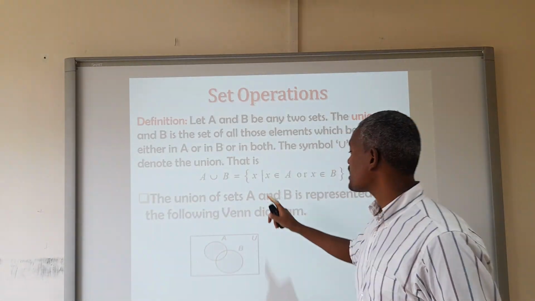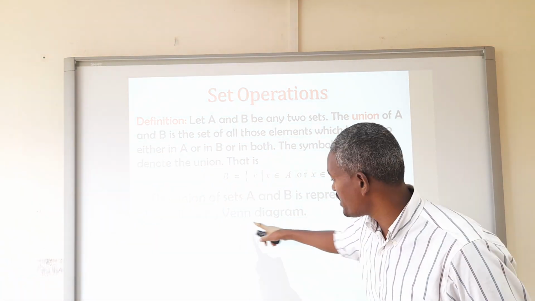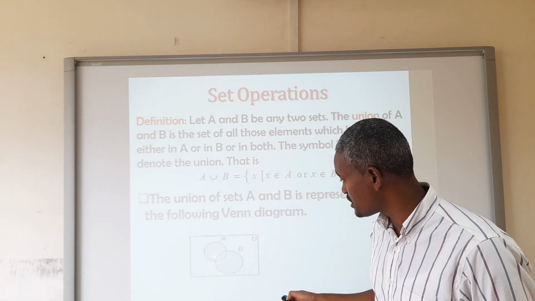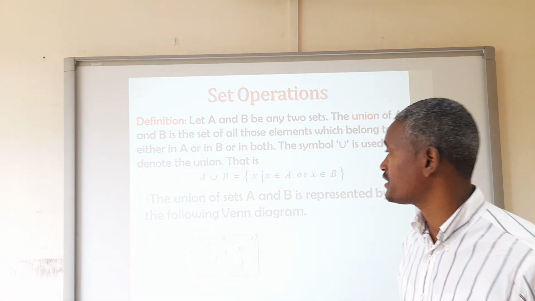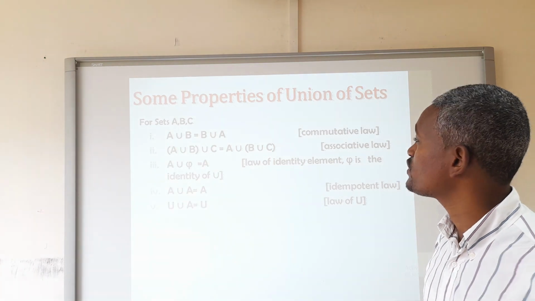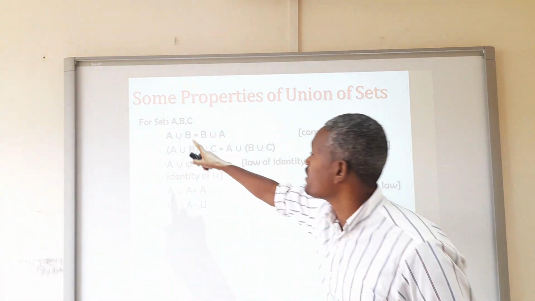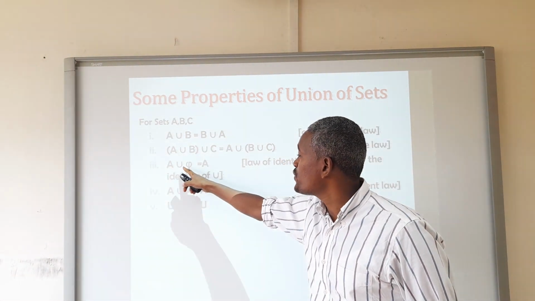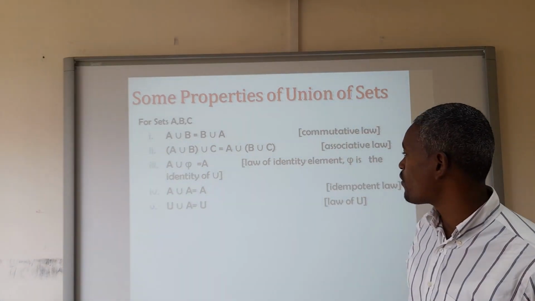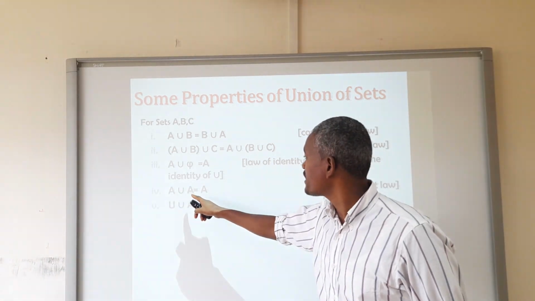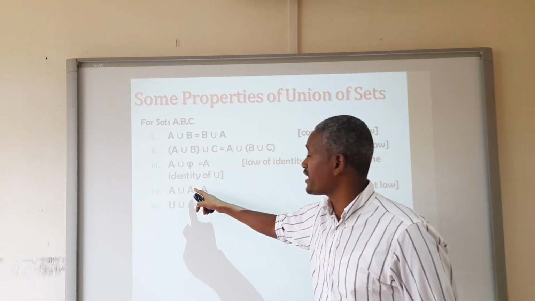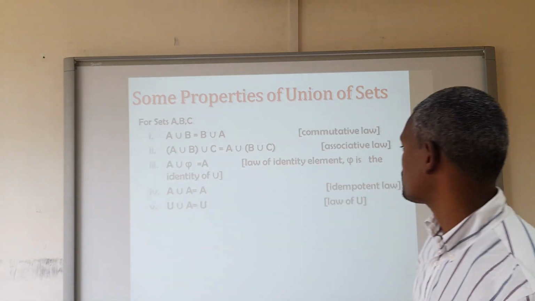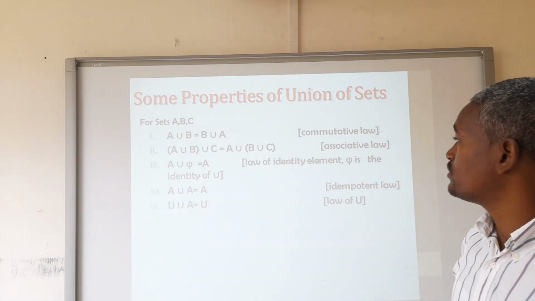The union of sets A and B is represented using a Venn diagram in such a way. The union of A and B is the whole of this set and the whole of this set. Some properties of the union of sets: union is commutative, A union B is equal to B union A. Union is also associative. Identity law: A union the empty set is A, and A union A is A itself, and the universal set union A is the universal set, which is the law of the universal set.